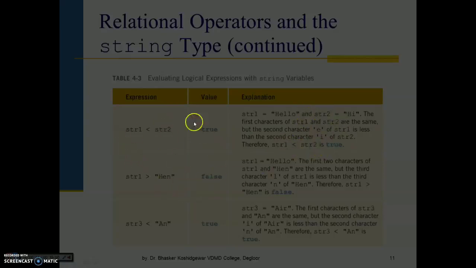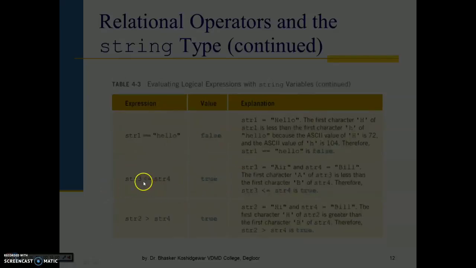Here the same thing applies to the second and third. String 1 equal to hello, and check the condition. The first character is capital H in string 1, and it is compared with small h of hello. The ASCII value of capital H is 72 and the ASCII value of small h is 104, and 72 is less than 104. The condition is false at that time, so we show false.